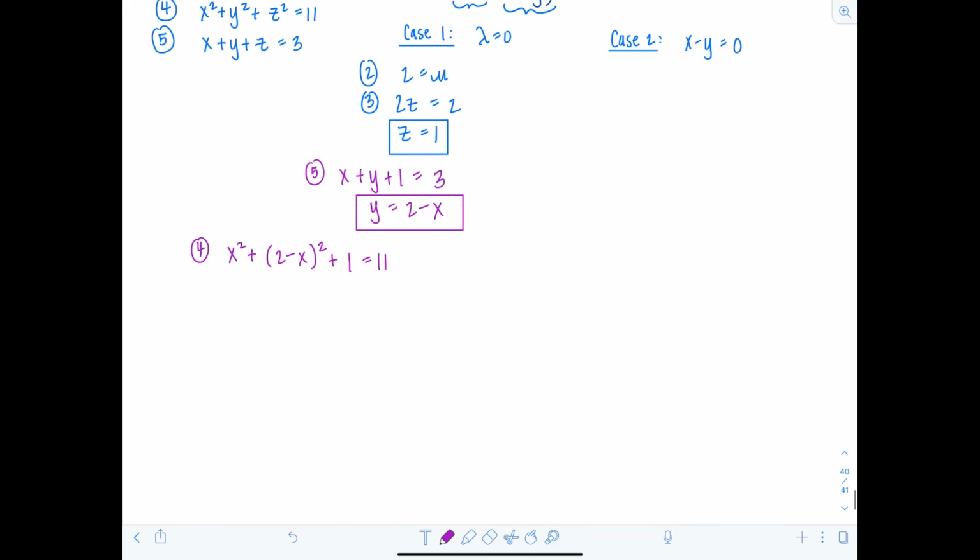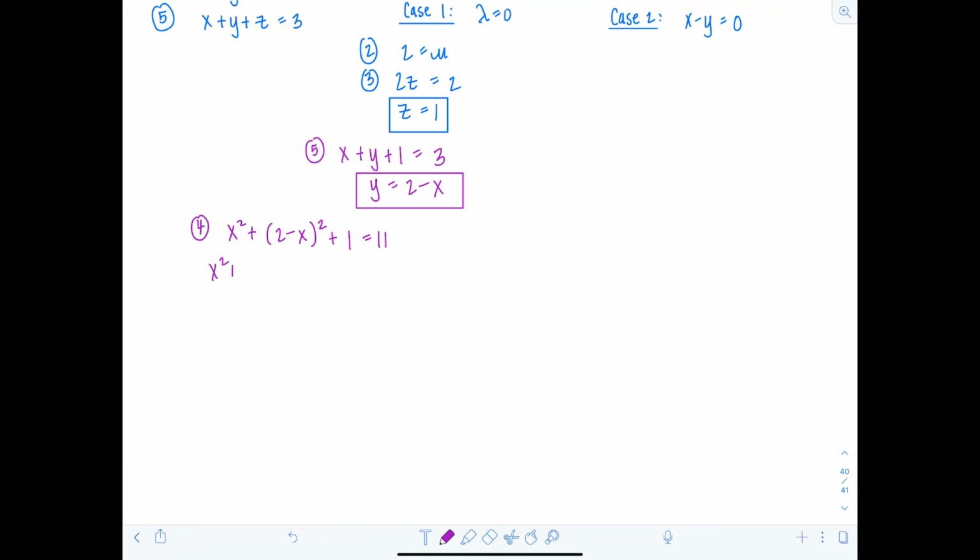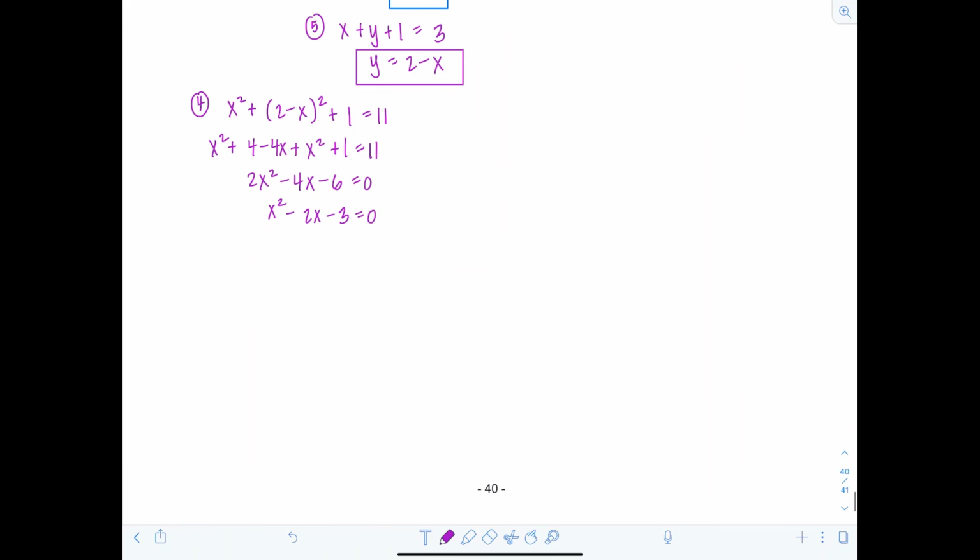Now I'm going to multiply this all out. So we have x squared plus 4 minus 4x plus x squared plus 1 is 11. So I have 2x squared minus 4x. 4 plus 1 is 5, minus 11, that's negative 6, is 0. Dividing the equation by 2, I have x squared minus 2x minus 3 is 0. And this factors, so I get x minus 3 times x plus 1 is 0, which means x is equal to 3 or negative 1.